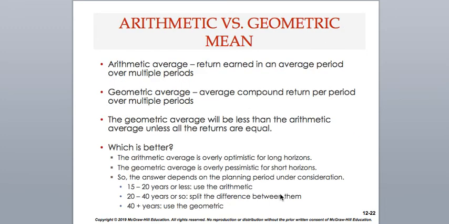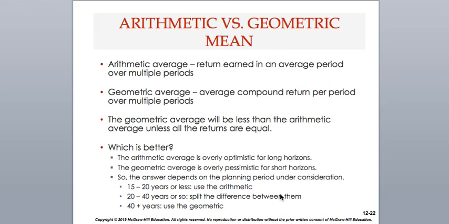Let's take a look at the arithmetic versus the geometric mean. The arithmetic average is the simple average. It's what we calculated a few slides ago. It's just your normal average. The return earned in an average period over many periods. The geometric average, on the other hand, is the average compound return. So you're actually multiplying in this case. It's the average compound return per period over multiple periods.